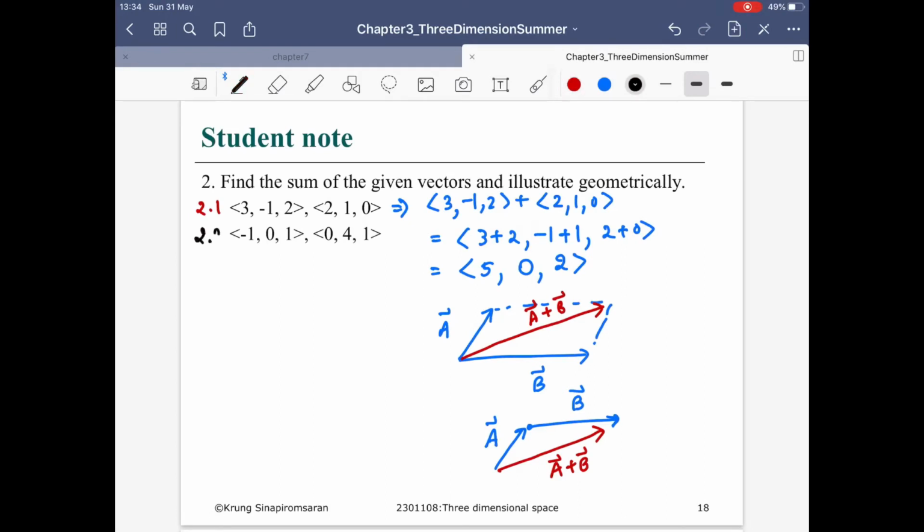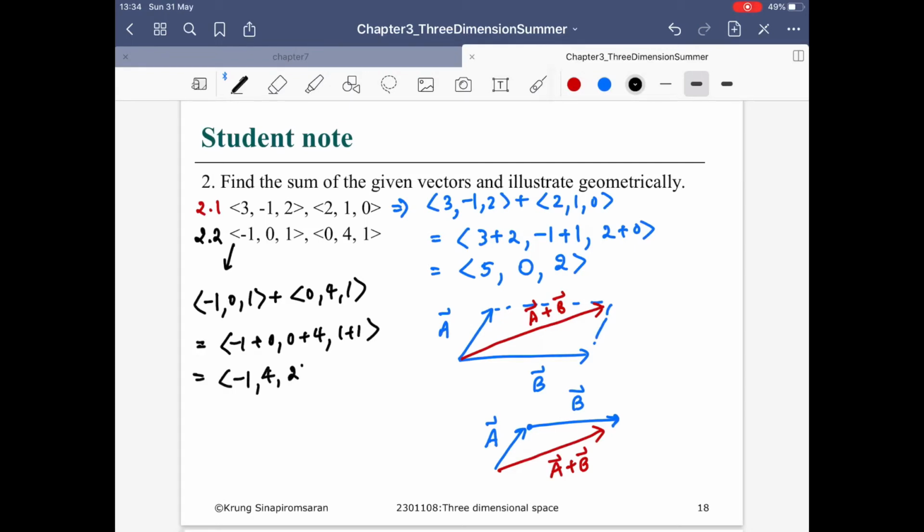So let us talk about 2.2. This is also very easy. If you want to add them up, it is negative 1 and 0, 0 and 4, 1 and 1. So you get negative 1, 4, 2 as a result.